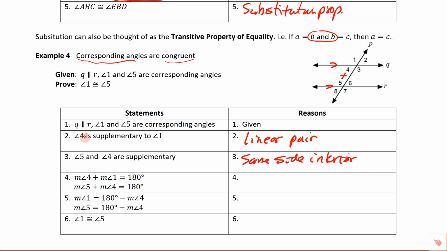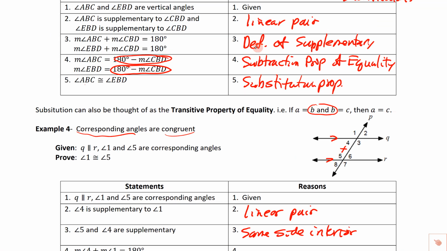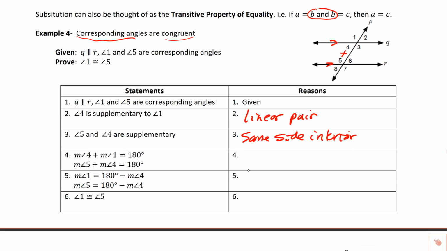Now, we've got angle 1 is supplementary to angle 4. So that means the two of those add up to 180 degrees. We've got angle 4 and 5 are supplementary, so they add up to 180 degrees. So you might remember this. Well, that's the definition of what supplementary is. So we're just going to say definition of supplementary. Supplementary means they add up to 180 degrees. So we can write an equation saying those two angles add up to 180 degrees.